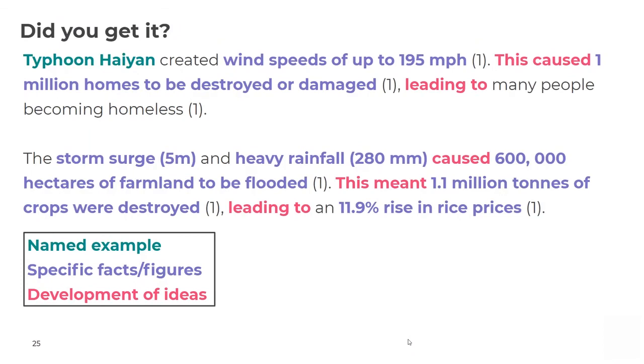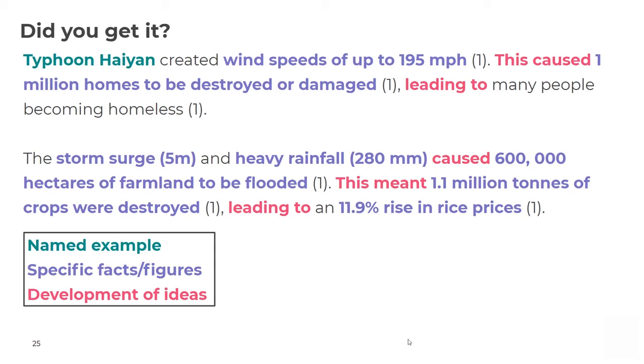So we're now ready to mark our work, so please make sure you have a different colour pen in order to do this. What you'll notice about my answer is I've colour-coded it into different sections. Where I've named the example, Typhoon Haiyan, that's in green. Anywhere where I've used case study facts and figures, that's in purple. And where I've developed my ideas and extended my points, I've done that in the pink colour.